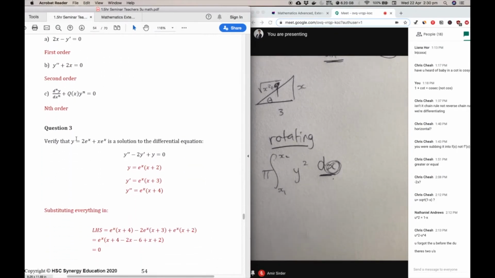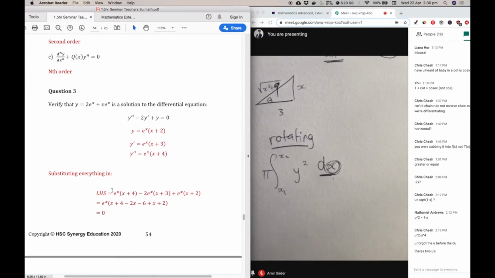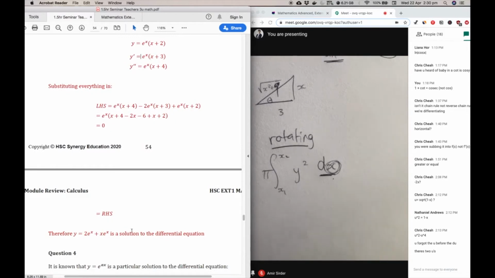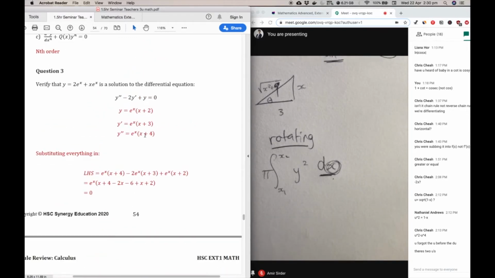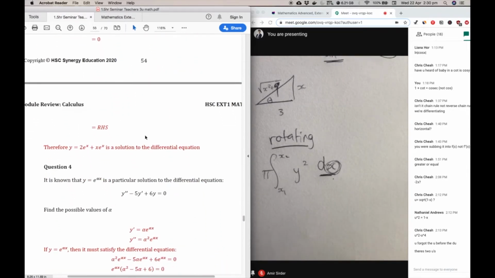Cool. So verify that this is a solution to the differential equation. That's quite easy to do. You just find y dash, find y double dash, and sub it into this and prove that it's equal to 0, starting from the left-hand side, ending up with the right-hand side, and you can see if it works, then it is a solution. So those types of questions are quite easy.